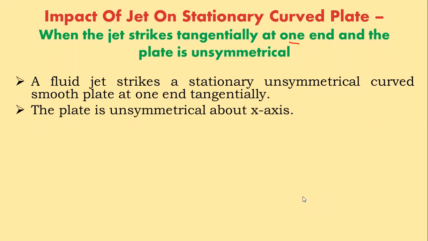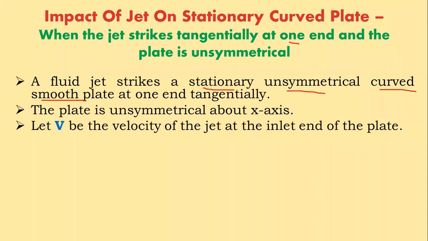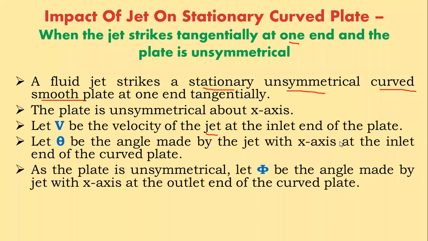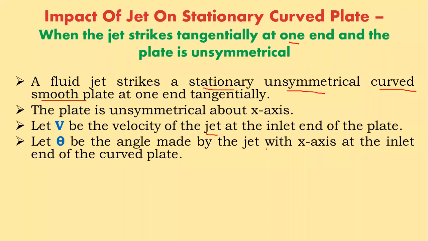A fluid jet strikes a stationary plate. See, the plate is stationary, it is curved, it is unsymmetrical, and it is smooth. It strikes the plate at one end tangentially. The plate is unsymmetrical about the x-axis. Let v be the velocity of the jet at the inlet end of the plate. Let theta be the angle made by the jet with the x-axis at the inlet end of the curved plate.